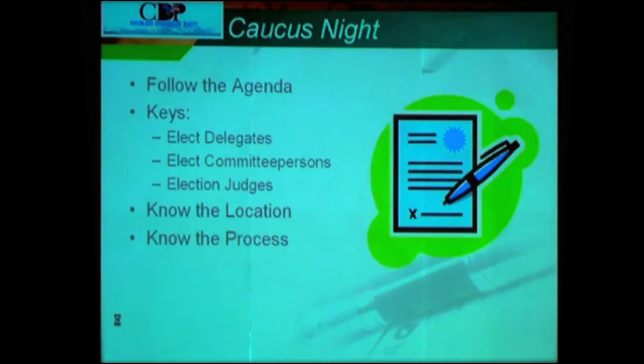Number one, there's an agenda in every packet for precinct caucuses. Follow the agenda. If you follow the agenda, you're usually going to be fine. Even if you don't know what you're doing, if you follow the agenda, that'll take care of almost every question you have.